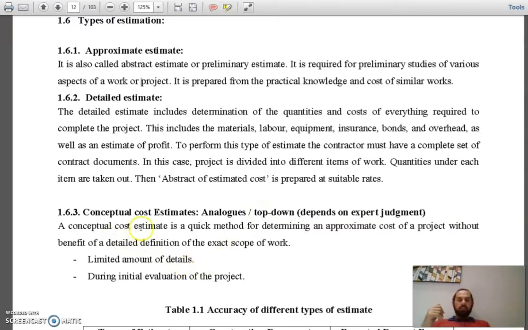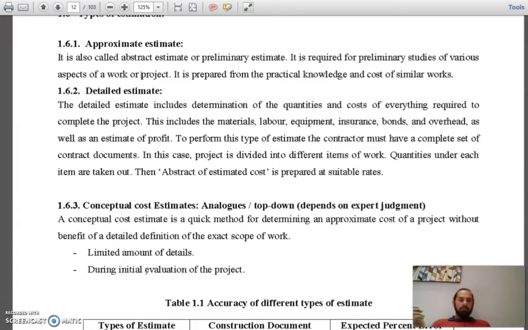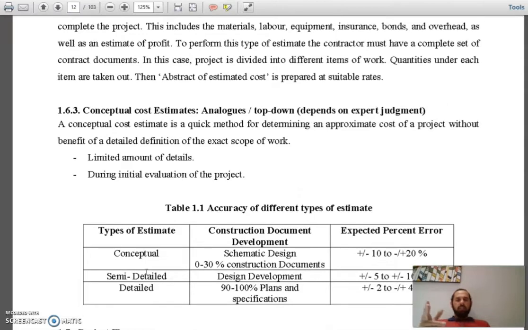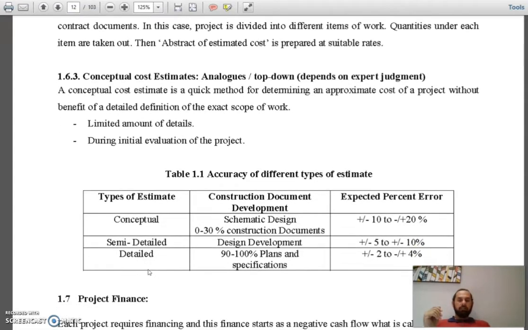Also, a conceptual cost estimate is a quick method of determining the approximate cost of the project without the benefit of detailed information on the exact scope of work. We have a limited amount of details, like during initial evaluation of the project, also in the feasibility study. But this one has more discrepancy or expected error. It is higher in this type.